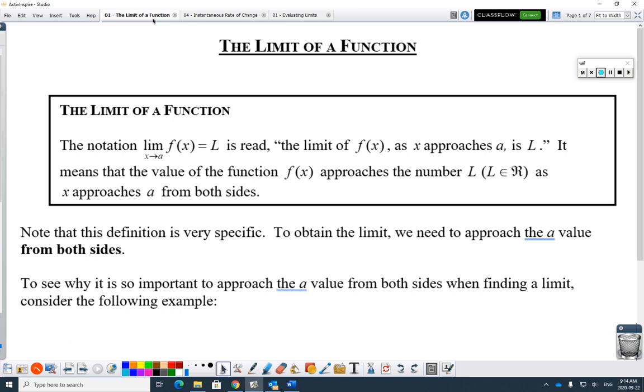On a scale of 1 to 10, the big idea should be like an 8 now. It's like, okay, we're heading towards something. And the symbol should be like a 3 now. You're like, I sort of get it. And so this lesson's all about using this symbol and getting used to what this symbol does. How do you read it? It says the limit of f at x as x approaches a is L.